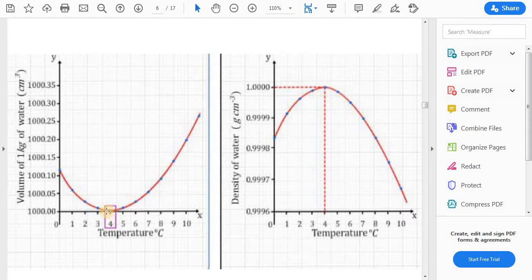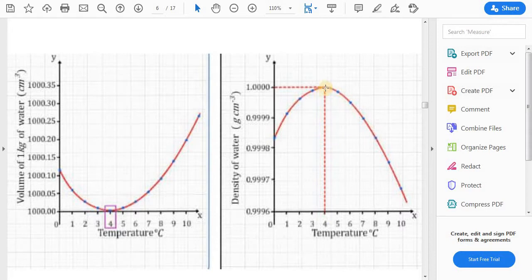Now below 4 degrees Celsius, if you come from right to left, if you go below 4 degrees Celsius, the volume is increasing. The opposite thing is happening if you cool the water from 10 degrees Celsius to 4 degrees. You will get the maximum density.